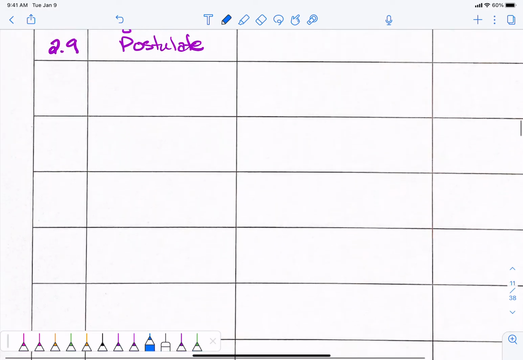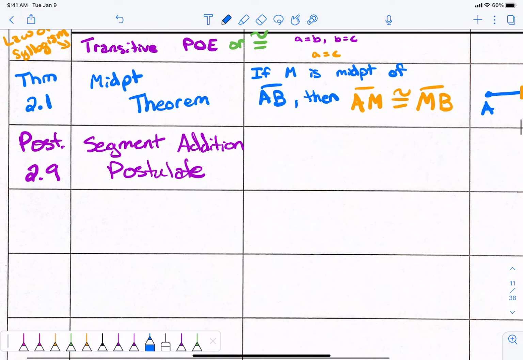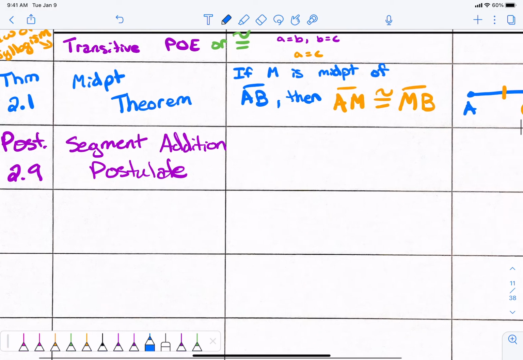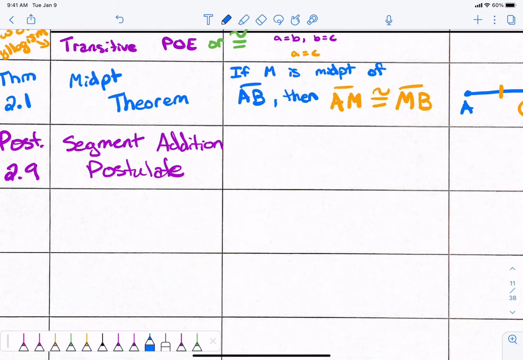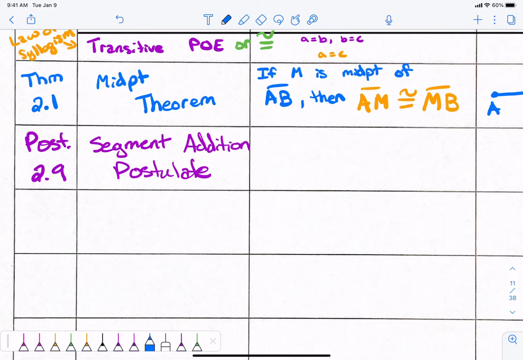So go to your sheet and find segment addition postulate. It's POST 2.9, and we're going to write it down. Segment addition postulate 2.9.